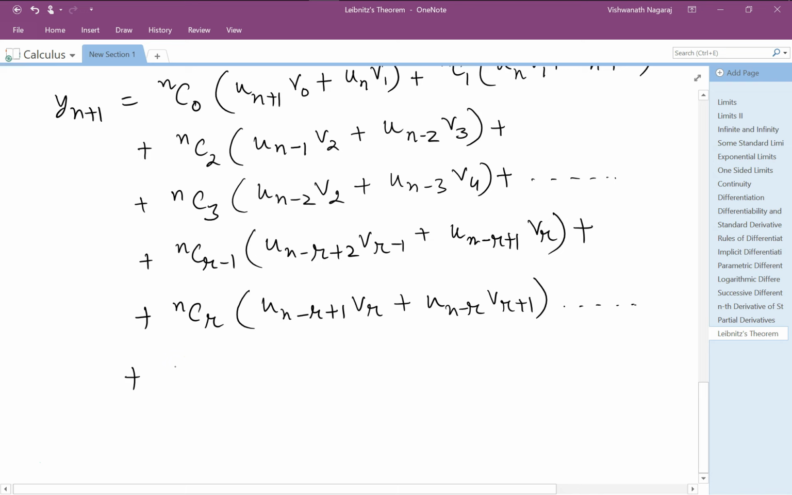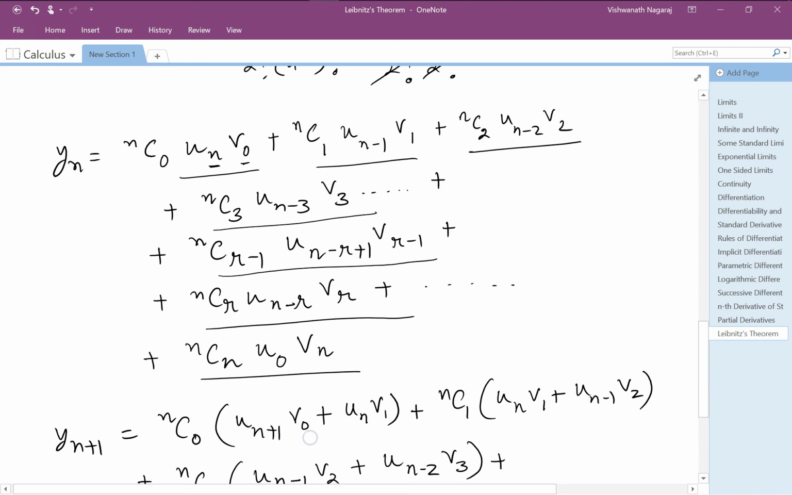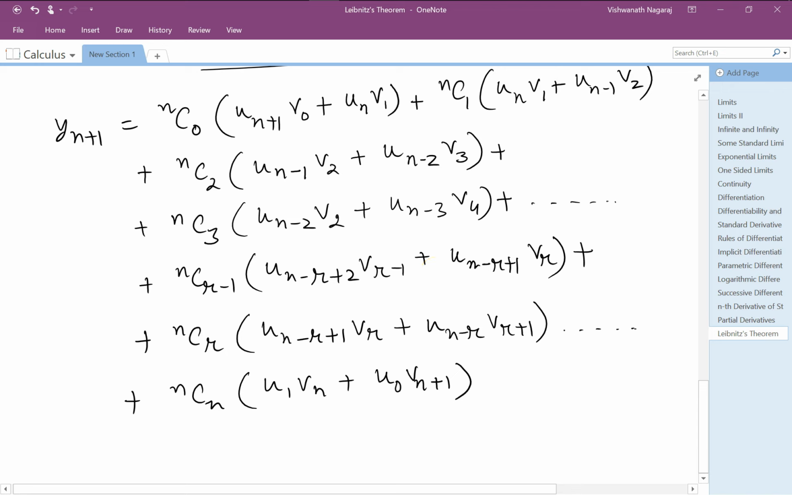plus, and the final term would become, now let's differentiate this, so u1 vn plus u and vn plus 1. That's the differential of this. Now we have to simplify this. Now how do we go about simplifying it? If you notice, this is equal to this, or rather they are like terms.